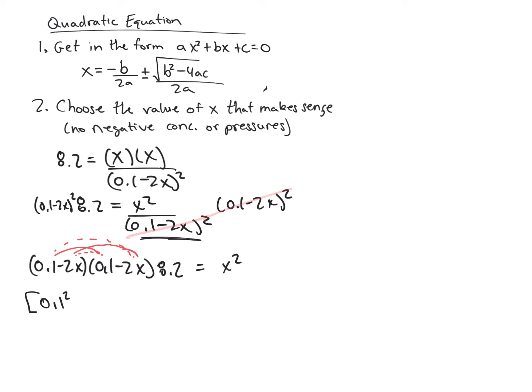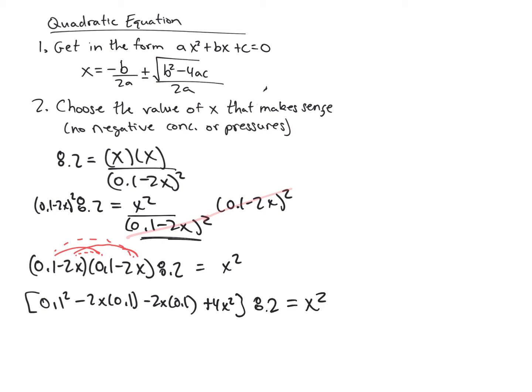So 0.1 squared is the first term, minus 2x times 0.1 is outer, minus 2x times 0.1 is inner. And then the last term, minus 2x times minus 2x, when I take negative times negative, I get positive, so plus 4x squared is the last term there. All that times 8.2 is equal to x squared.